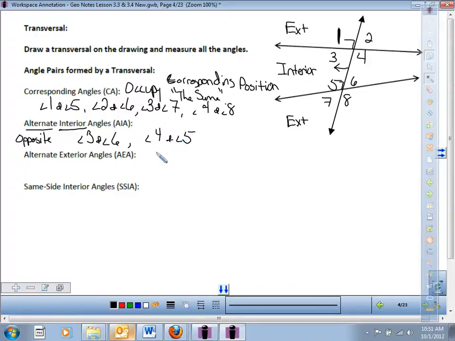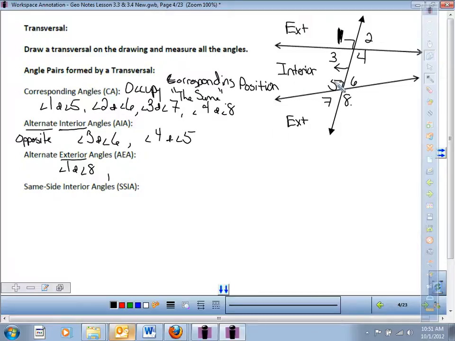Let's go to alternate exterior angles. Alternate exterior angles are exactly what they say. They're at the outside, the exterior. So now we're looking at 1, 2, 7, 8. We can ignore these 4 inside there. Okay. On alternate sides, so on opposite sides of the transversal. So if we're looking at 1, that's on the left side. We come down here, look at the exterior guys. This was on the left. Go to the opposite side, 8. So angle 1 and angle 8 would be alternate exterior angles.